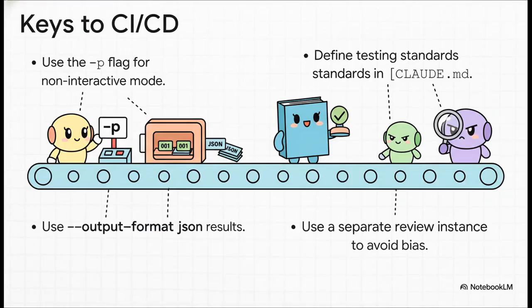And of course, the holy grail. You can automate this whole thing. So when you're hooking this into your CI/CD pipeline, you're going to want to use the -p flag, that's for non-interactive mode. Then add --output-format json so you get back results a machine can actually read. Also, make sure your project's CLAUDE.md has all your testing standards in it so the AI knows what good looks like for you.